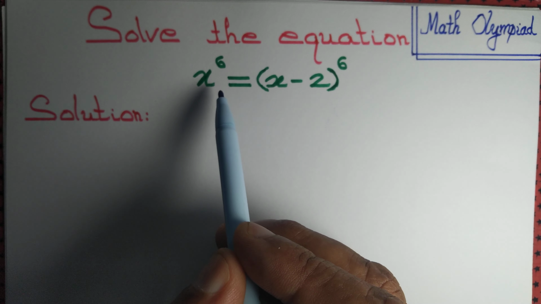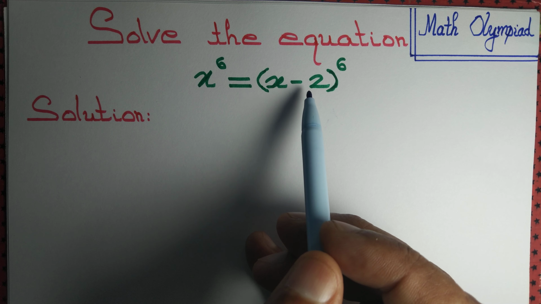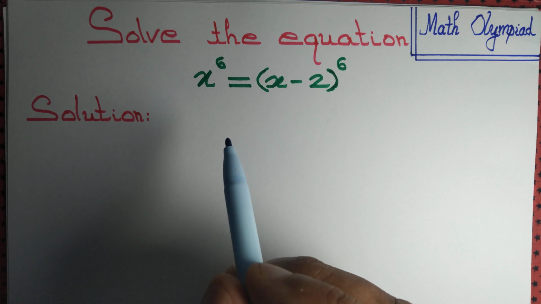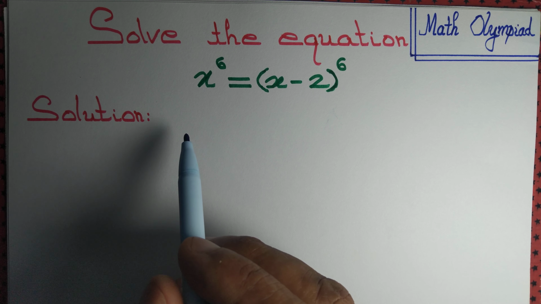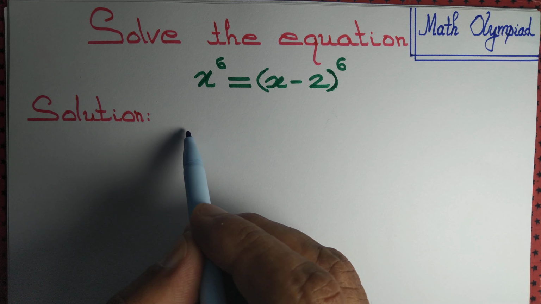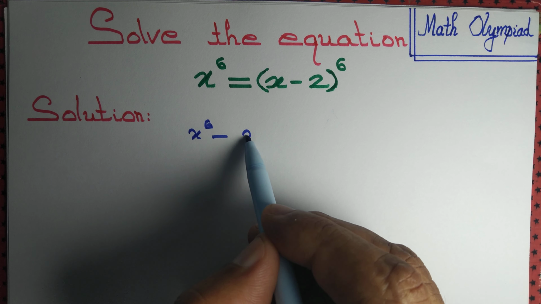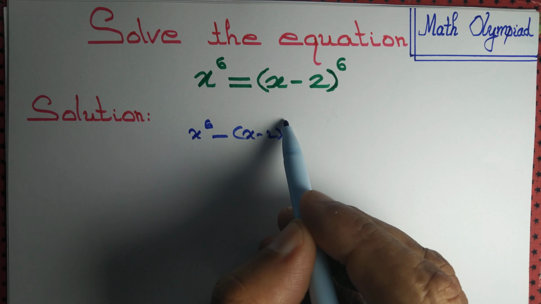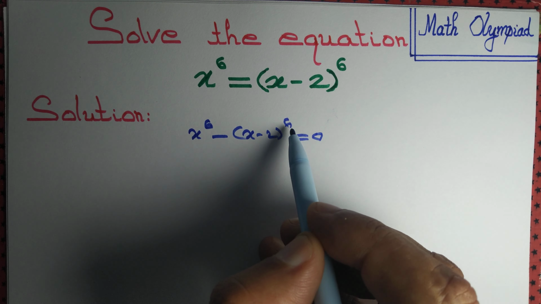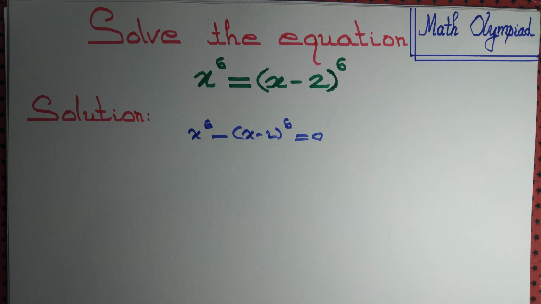Let us solve the equation x to the power 6 equal to (x minus 2) to the power 6. We want to solve this equation. Let us rewrite this equation: x^6 minus (x minus 2)^6 equal to 0. That makes our work a bit easier.